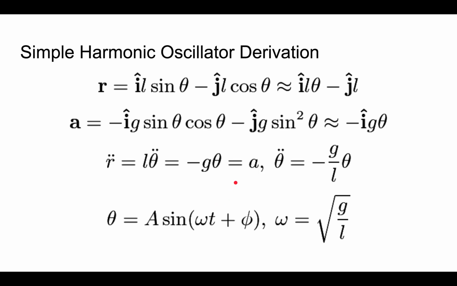So using our small angle approximation, i hat times L sine theta minus j hat times L cosine theta is approximately equal to i hat L theta minus j hat L. And then our acceleration, which is the net force on the bob divided by its mass, is negative i hat g sine theta cosine theta minus j hat g sine squared theta, which is approximately equal to negative i hat g theta. Notice that I didn't include the theta squared term from the j hat g sine squared theta term of the force. That's because we're cutting off everything at the theta squared term.